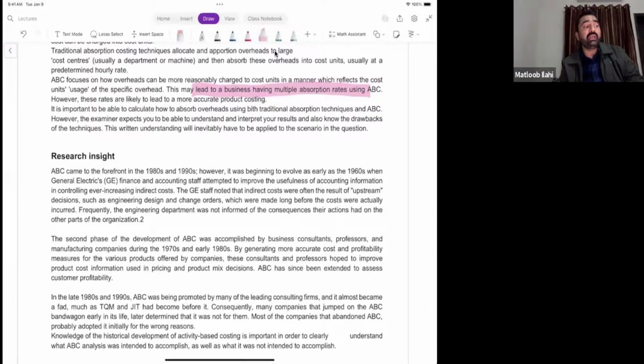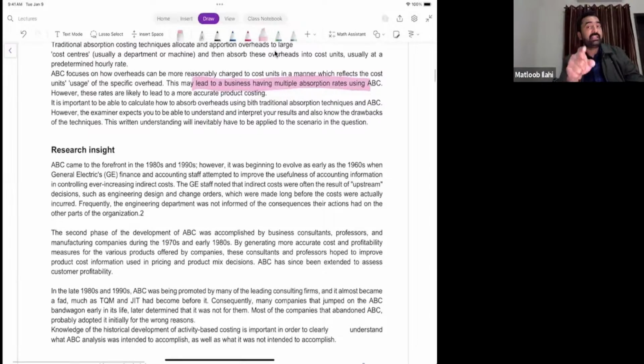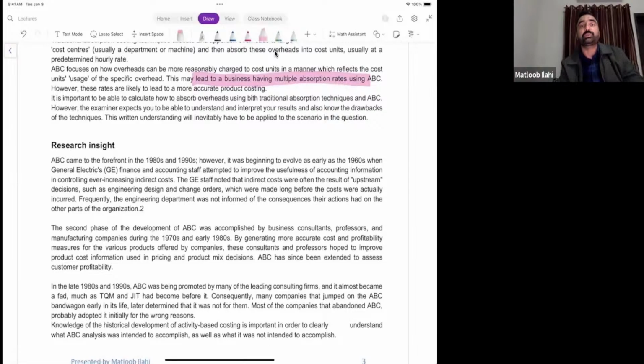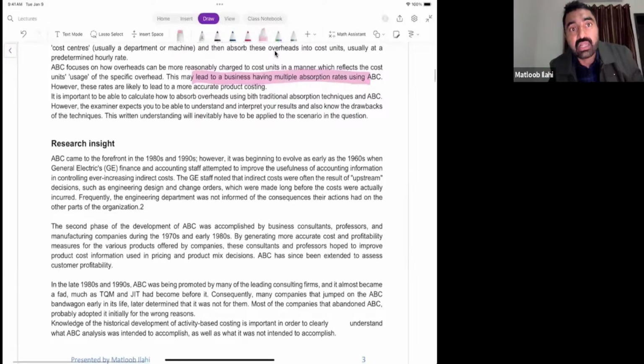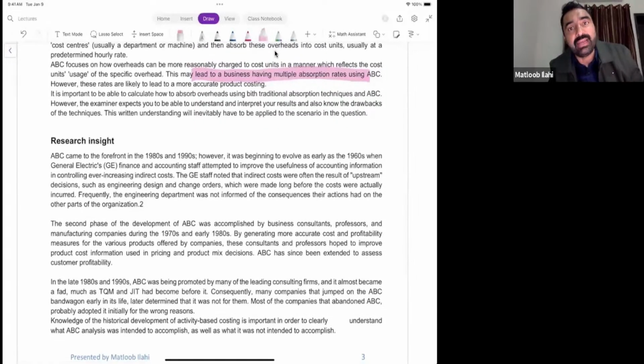So it is important to be able to calculate how to absorb overheads. You need to know how to absorb overheads using both traditional absorption costing and ABC. The examiner expects you to be able to understand and interpret your results and also know the drawbacks of the techniques. This written understanding will inevitably have to be applied to the scenario in the question. You should know how to absorb overheads under both methods, traditional and ABC.